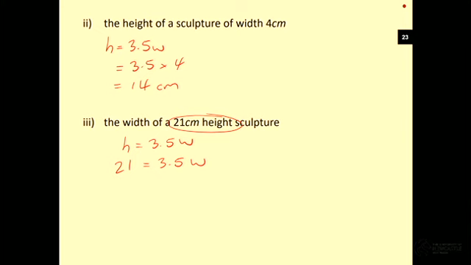That's my formula. And I've got to remember that that means 3.5 times w, so how do I get the w by itself? Better divide both sides by 3.5. 21 on 3.5 equals w, and we've got the calculator, so w equals 21 on 3.5, which is what? 6. So width equals 6. All of our units were centimetres. So does that make sense? 6 times 3.5 is 21. Yeah. A 6 centimetre width would make a 21 centimetre high thing.